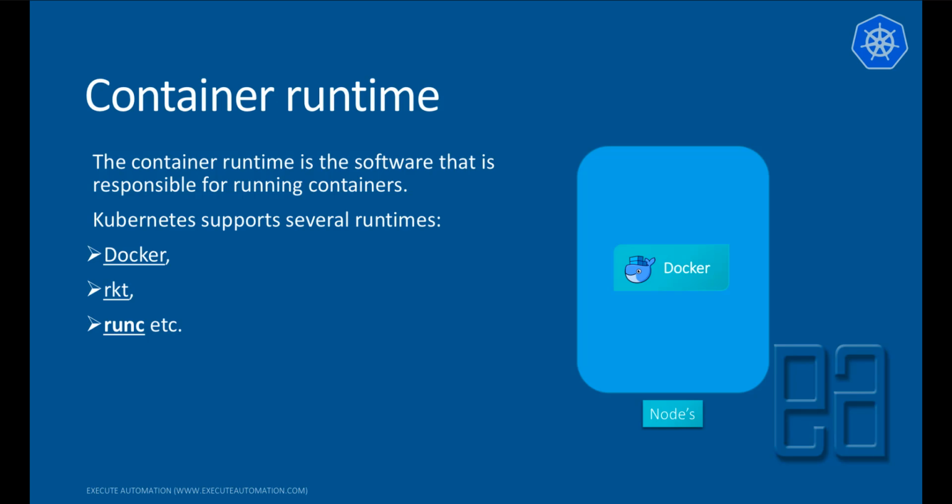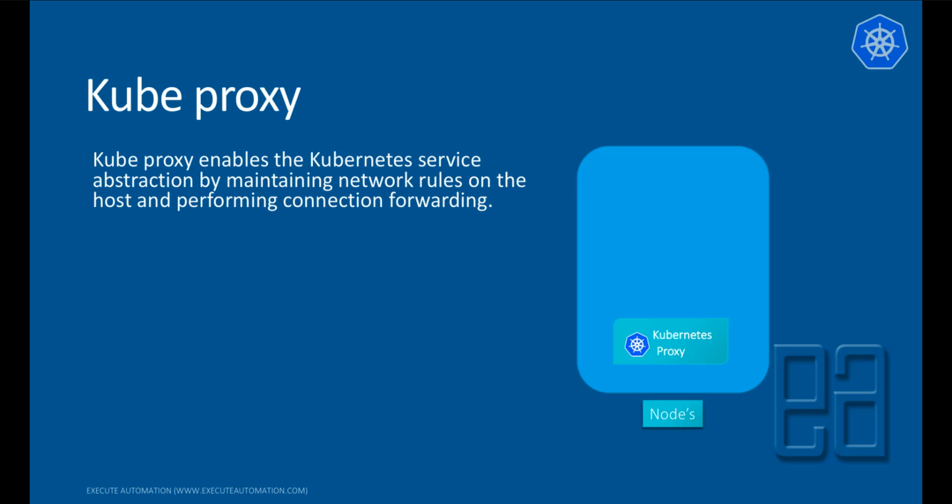Finally, the last component of the node is the kube proxy itself. The kube proxy enables the Kubernetes service abstraction by maintaining network rules on the host and performing connection forwarding. You can think of the Kubernetes proxy as a network manager, where it always knows the network that the pods running inside the node are going to be using. So it helps to create the networking of pods within nodes.